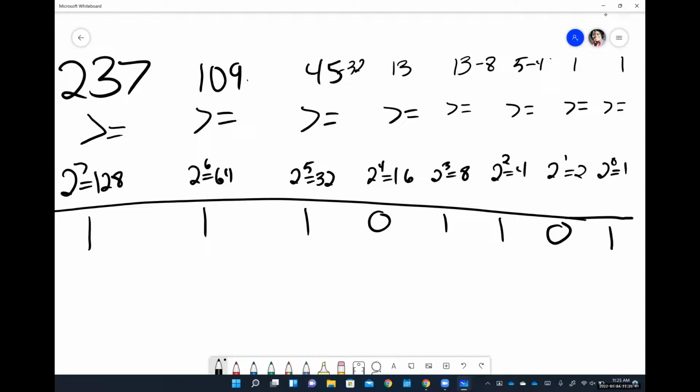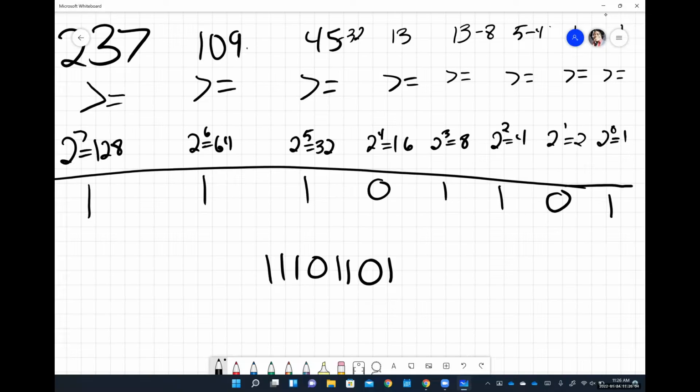Yes. So our final number is 11101101. We start left to right. Did everybody follow that? All right. Let's do another example.